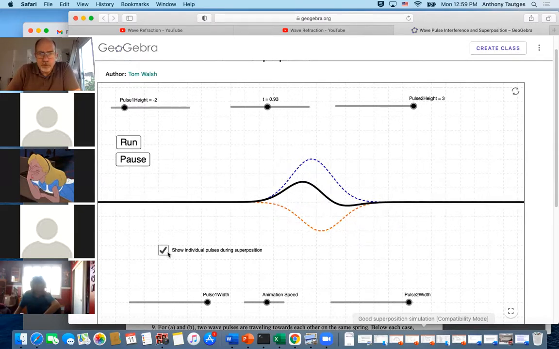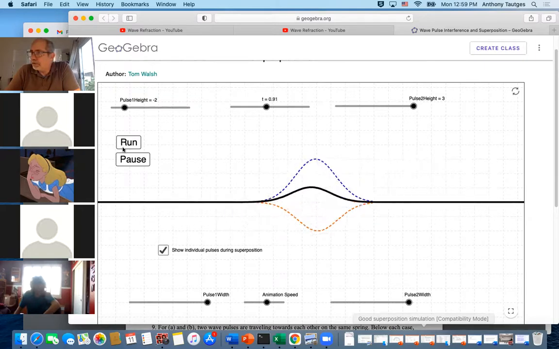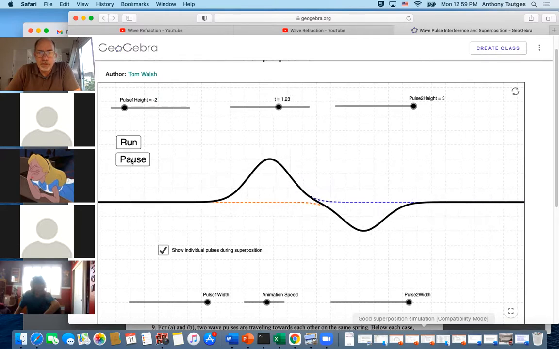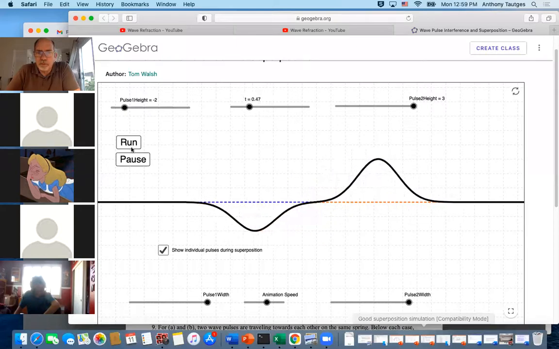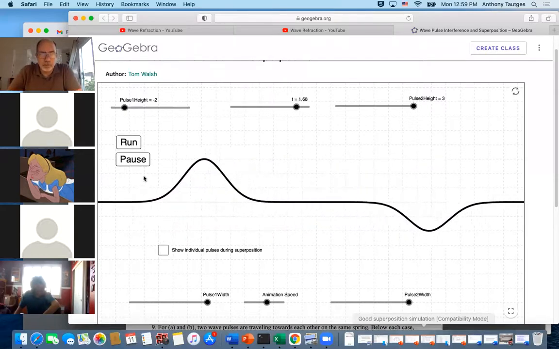Now, if instead I have a pulse height of -2, they're going to destructively interfere. And if I show the individual pulses as they travel through one another, we see this. While they're interfering, the +3 and the -2 add up to a -1. And so this is called destructive interference. We do not see their individual pulses, we only see their superposition.